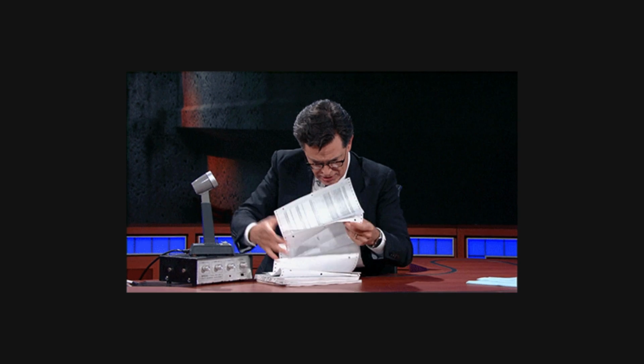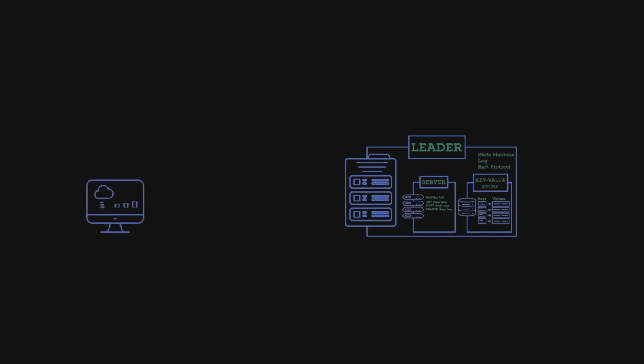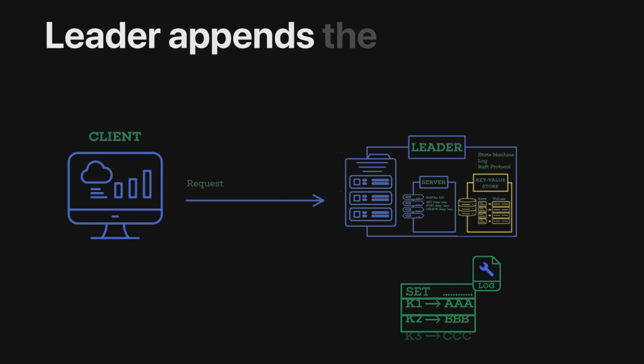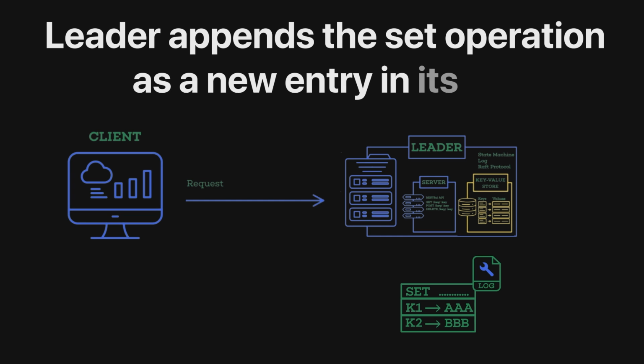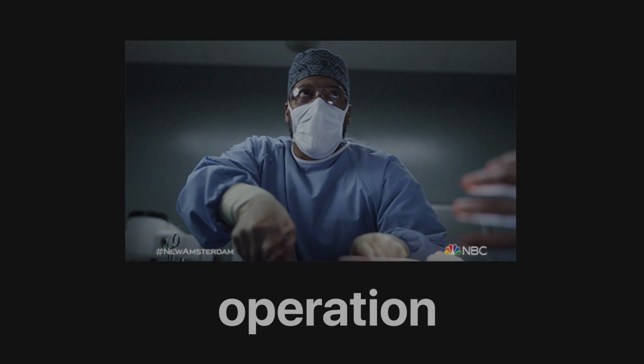Now let's take everything that we've learned so far and see what happens when the leader of our Raft cluster for our distributed key value server receives a request from a client to set a key with a value in the store. Upon receiving a request from a client, the leader appends the set operation as a new entry in its log. Note that appending a new entry in the log does not actually perform the operation.